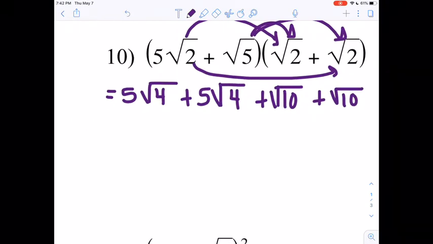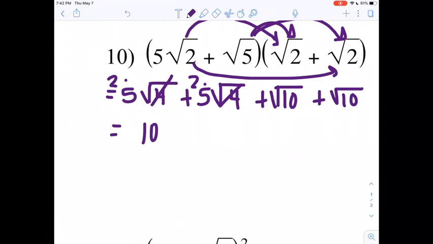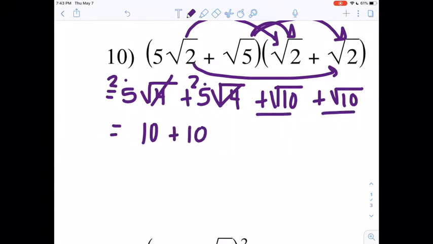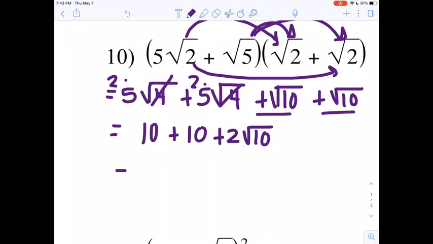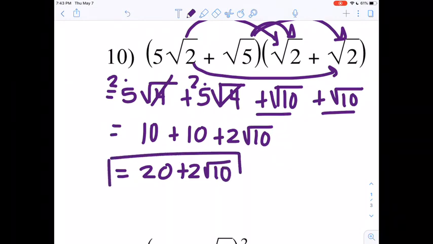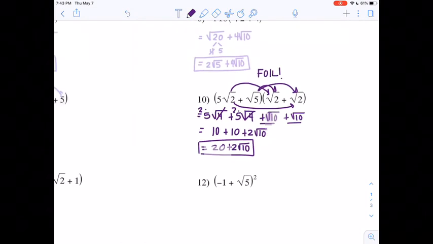So simplify and then combine. So the square root of 4 is 2, and the square root of 4 is 2, so that becomes 10. There's no square root left because the square root of 4 is a perfect square. The square root goes away. And here I get 10, and then I can combine these because those are like radicals. So 1 plus 1, that's 2 root 10. So I get 20 plus 2 root 10, and that's your final answer.